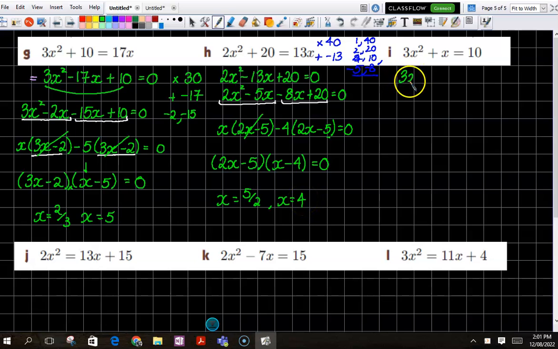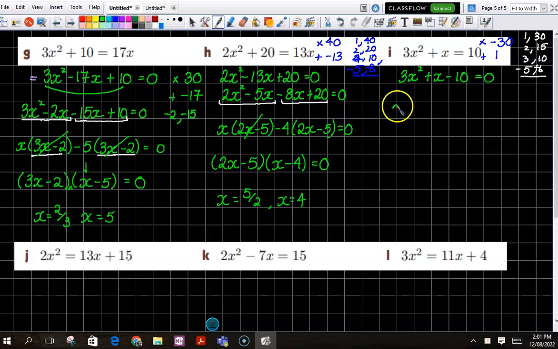Go again, 3x squared plus x take 10 equals 0. We do the multiplication, so 3 times negative 10. We're now looking for two numbers that times together give you negative 30, but add up to be 1. So let's list our factors of 30. We've got 1 and 30, 2 and 15, 3 and 10, 5 and 6. So clearly it's 5 and 6, and it has to be minus 5 plus 6.